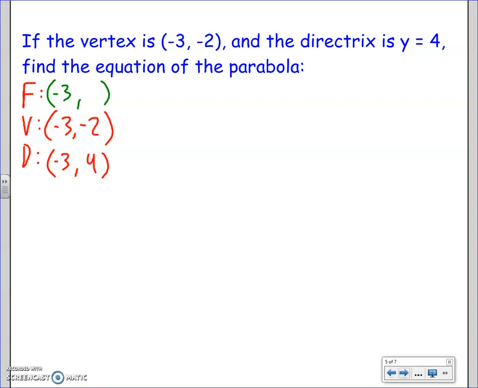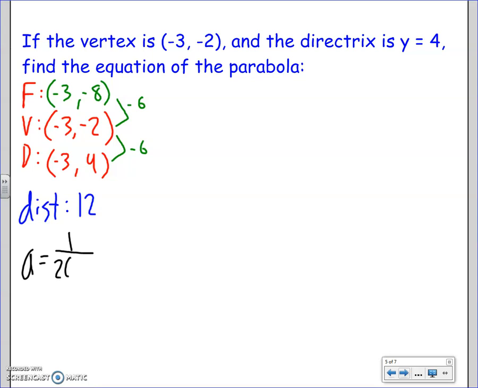So how do you go from 4 to -2? Well, if I go upwards, I'm going to subtract 6. If I subtract 6 more, that would be -8. Alright, so I found F because -2 is in the middle of -8 and positive 4. Next, the distance from F to D, how far is from -8 to positive 4? Well, that's 12 spaces because 6 and 6 is 12. We find A next. A is 1 over 2 times that distance, 12, which is 1 over 24.